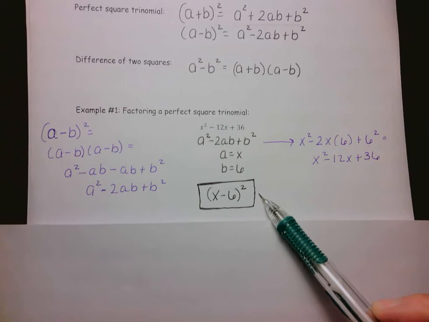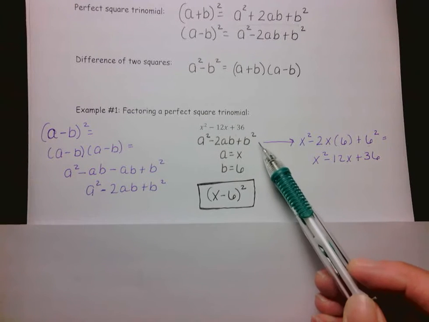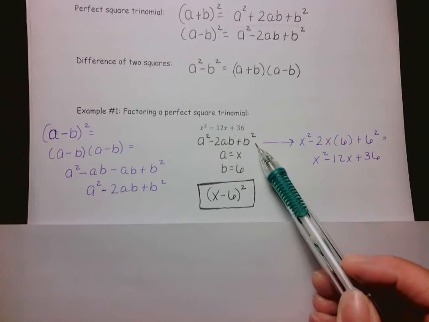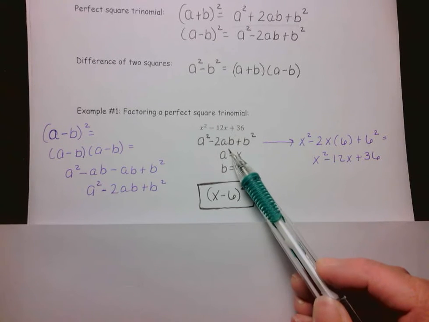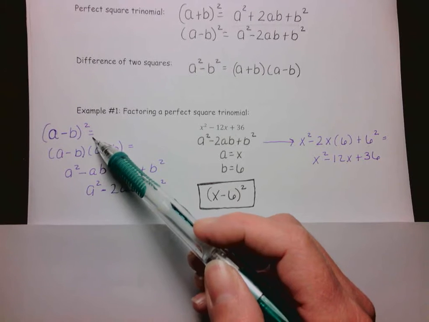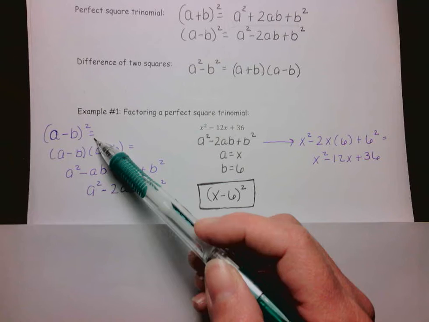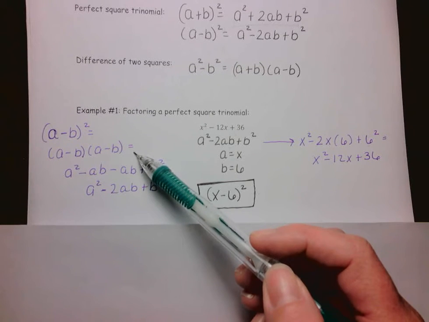So pause the video to make sure that you understand what I did, but this is really just memorizing how a perfect square trinomial factors. Now I want to make sure that you understand why it's 2ab in the center. 2 times a times b. Because look at what happens, for example, when I take a minus b squared. A minus b squared is the same thing as saying a minus b times a minus b.